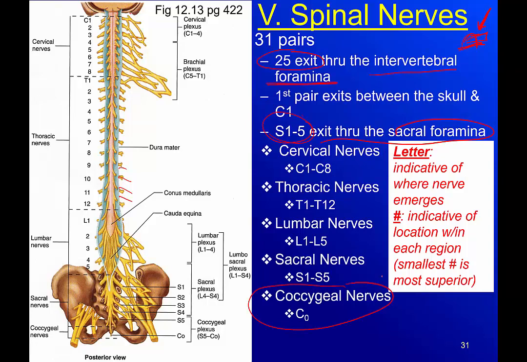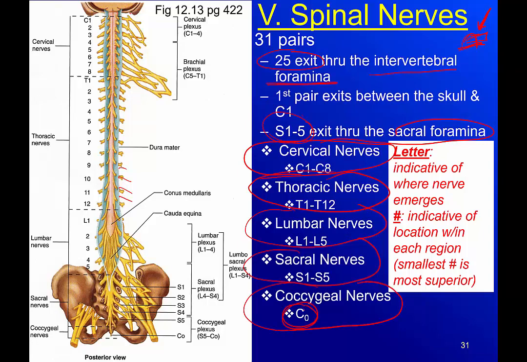Okay, well, I skipped a whole section. Let me go back. You have 8 cervical nerves, C1 through C8. You have 12 thoracic. They're right around the rib cage. You have 5 lumbar. You've got 5 sacral. In lab, though, in the pictures in lab, you only have 4 because that 5th is kind of buried in bone, so you can't really see it. And then you've got 1 coccygeal, which we call C0. So that you don't get confused with C1 through C8, they labeled it C0, so that you know it's the one that's down here in the coccyx, okay?